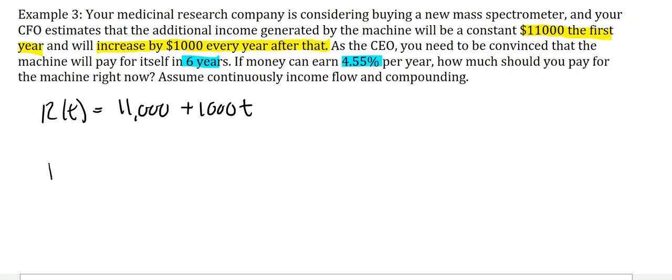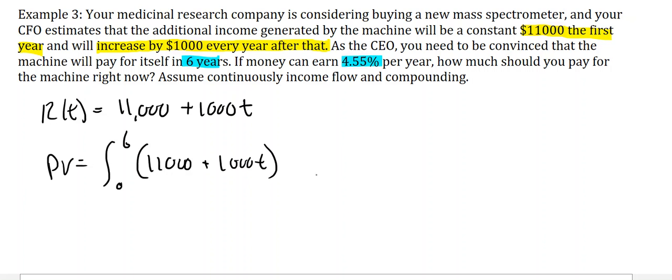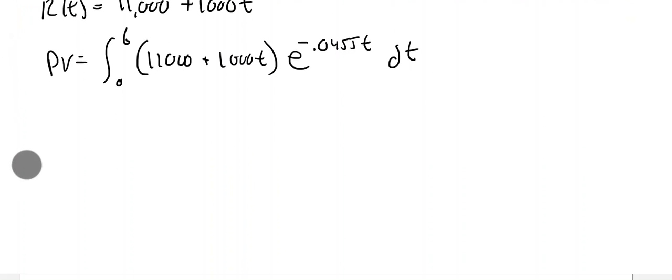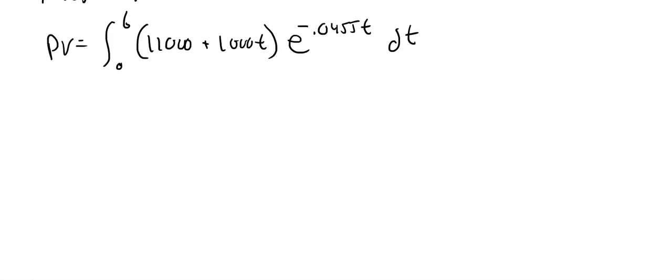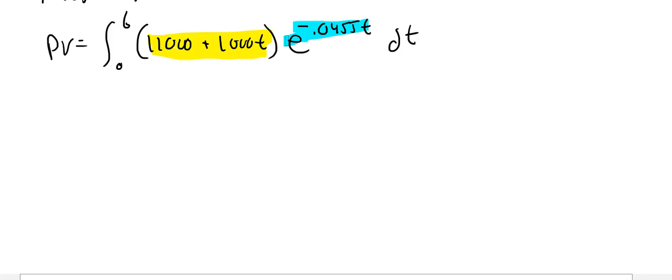So our integral for present value will be from 0 to 6. And our revenue stream will be 11,000 plus 1,000t times e to the negative 0.0455t dt. Now the hardest part about this problem is actually doing the integrating, because this requires integration by parts, which is one of the reasons why we took the time to learn it. Because a lot of problems in applications do have integration by parts.